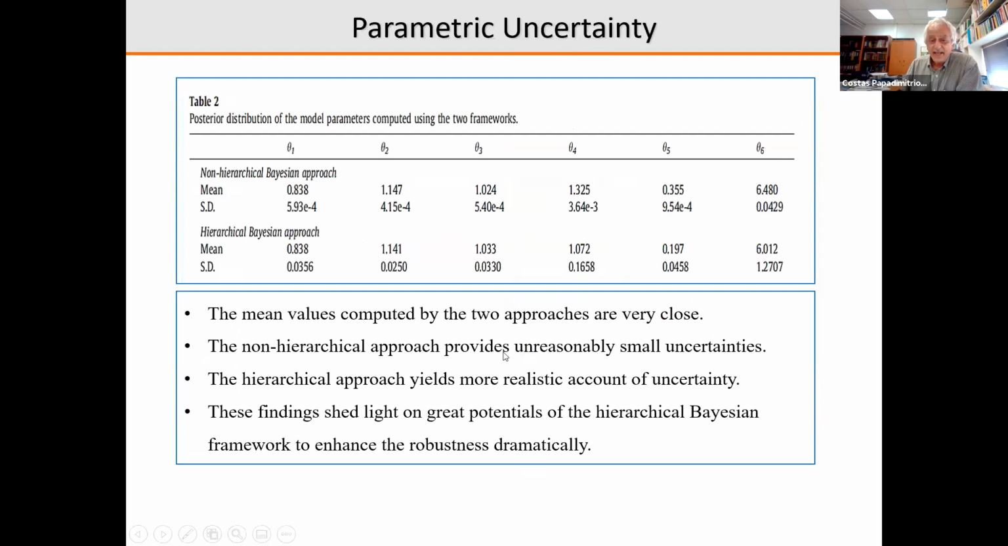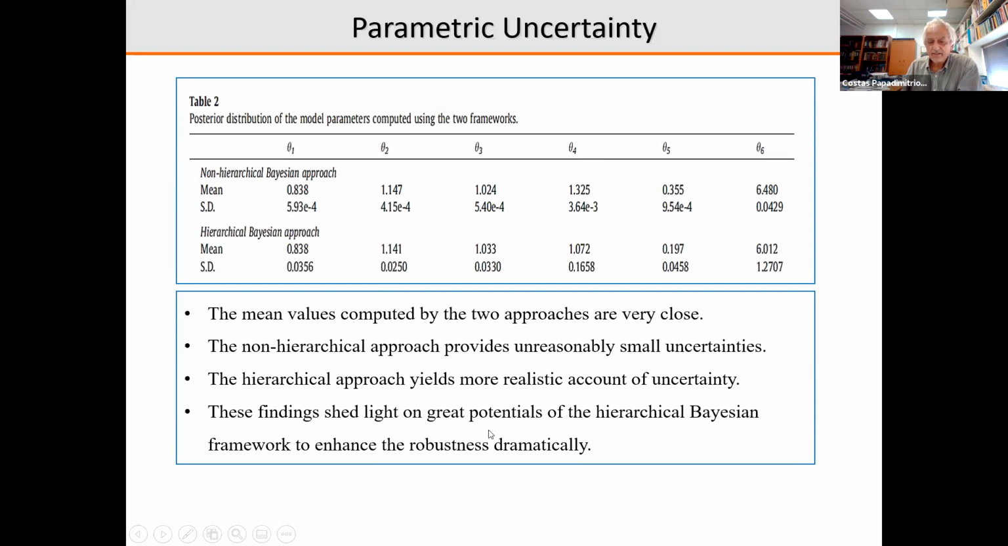And here is the reasonable accuracy that we get in predicting the acceleration response time history from a data set. And here are the uncertainties of the model parameters that we predict from the non-hierarchical Bayesian approach. You can find here that the standard deviations of the parameters are extremely small, as compared to the standard deviations of the model parameters that are inferred from the hierarchical Bayesian approach. The mean values are almost the same for both approaches. This means that the non-hierarchical approach provides unreasonably small uncertainties, as expected. The hierarchical approach gives a more realistic account of uncertainty.